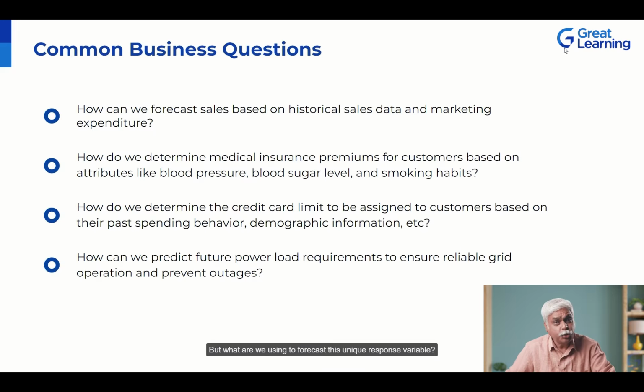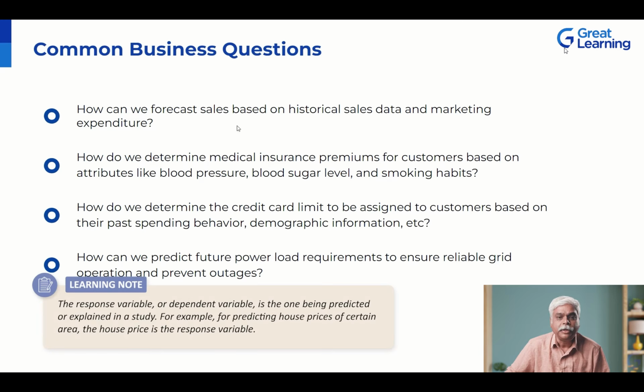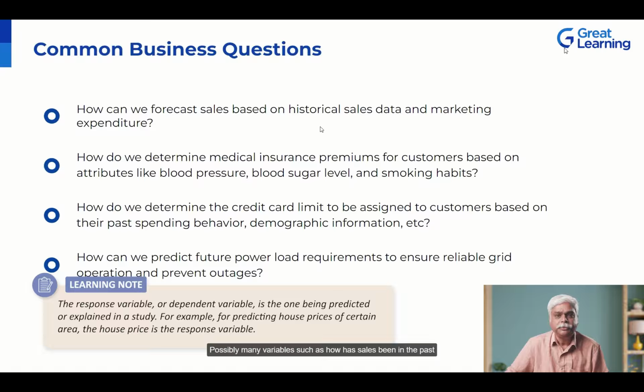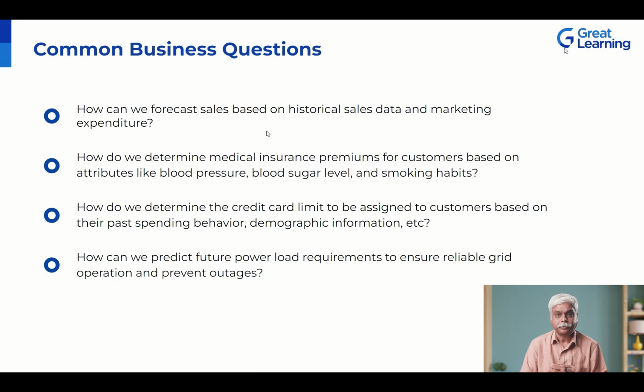So this becomes what we call the response variable. But what are we using to forecast this unique response variable? Possibly many variables, such as how have sales been in the past and how much are we spending on marketing. So a set of sales and marketing variables is used to model sales of the current period or maybe even of the future period. Remember, the problem is a forecasting problem. This can be framed as a regression problem.